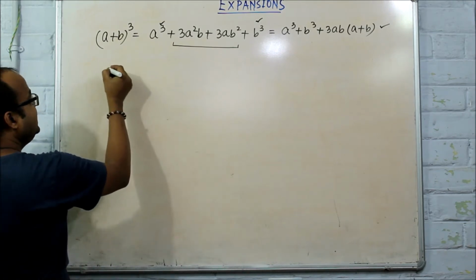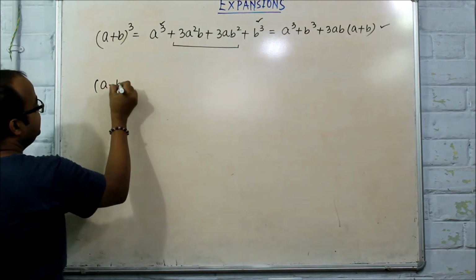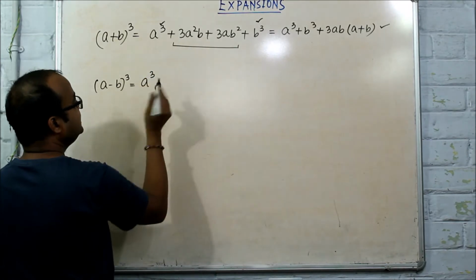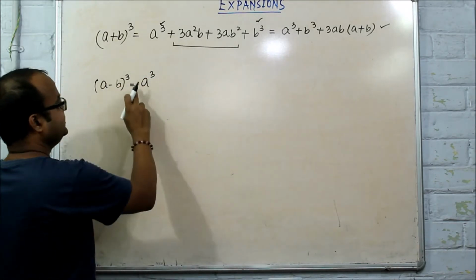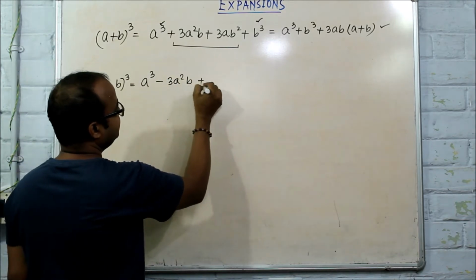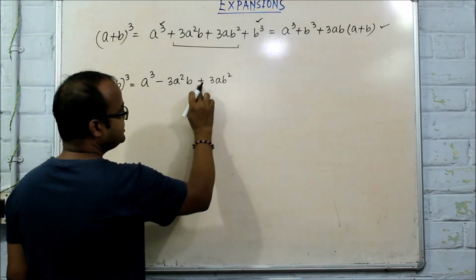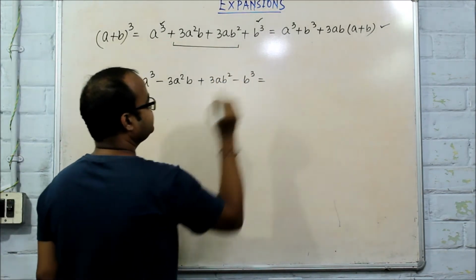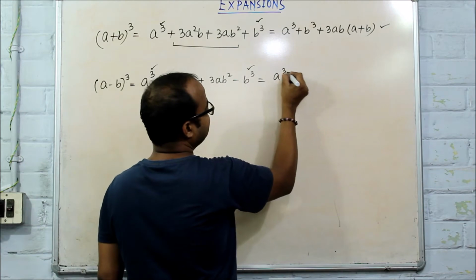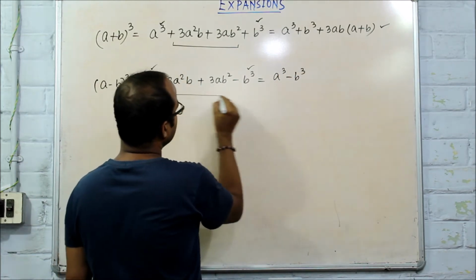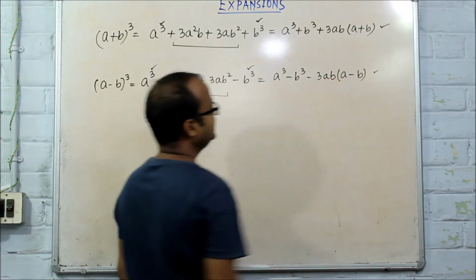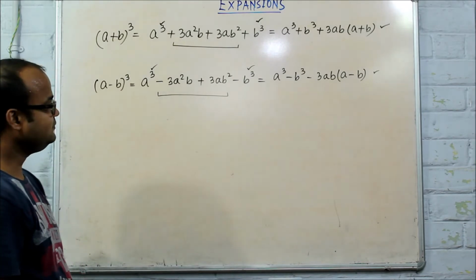Now, the (a - b) whole cube formula. If you remember this formula, write all the terms, a cube, and change the sign alternately. So this is plus, so this is minus 3a square b. This is minus, so next sign will be plus 3ab square. This is plus, so next sign will be minus b cube. Clear? In this way, if I write these 2 terms first, a cube minus b cube, and from these 2 terms I take minus 3ab common, you will get a minus b. So this is another formula.